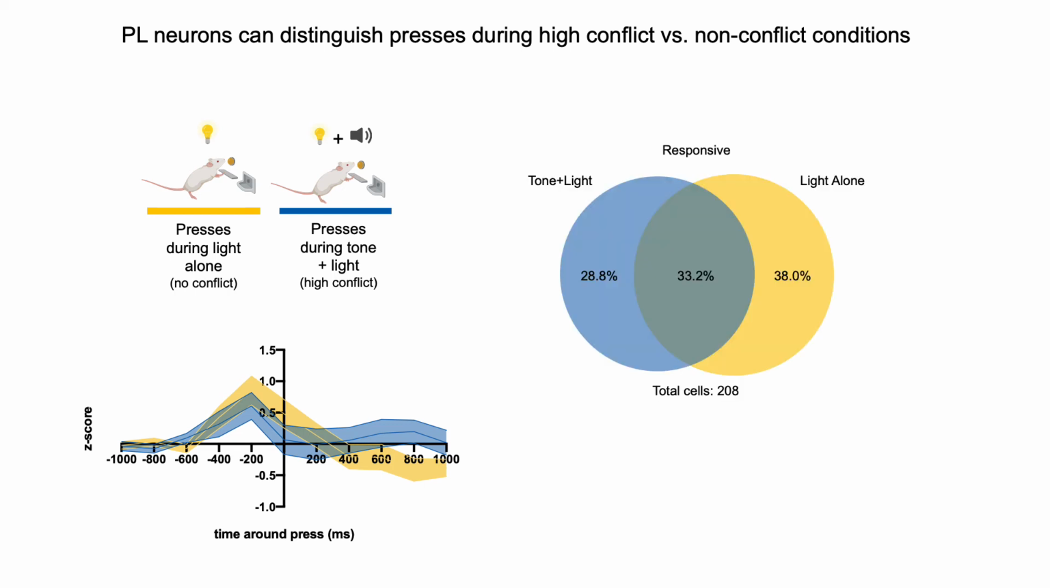To the right, I'm showing a similar Venn diagram as before, but for pressing responses. As we can see, there are PL neurons that respond exclusively to one of the two kinds of presses, as well as neurons that respond to both. Taken together, these data suggest that PL neurons can distinguish presses during high conflict versus non-conflict conditions.